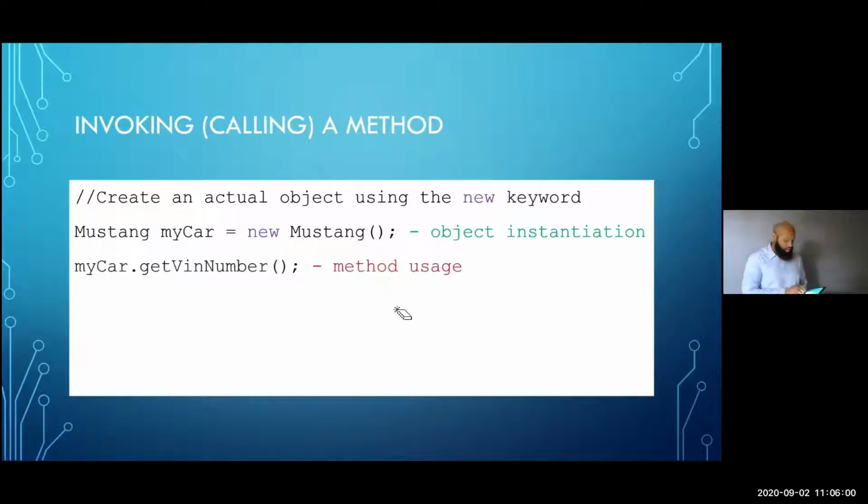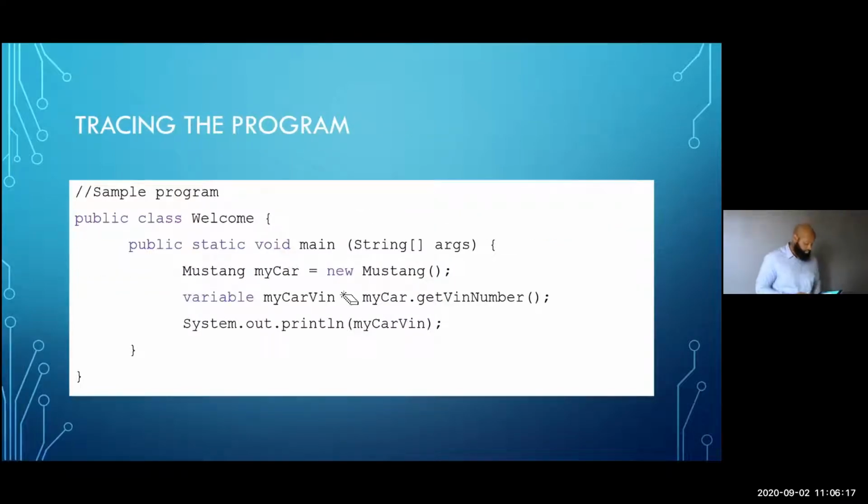You remember we're creating our Mustang object and naming it mycar. Then we're calling mycar.getVINNumber, using that method. So let's trace through this. Just like the previous slide, we have Mustang mycar equals new Mustang. What we're doing is creating that physical mycar Mustang object in memory, based off the Mustang template, or the class.